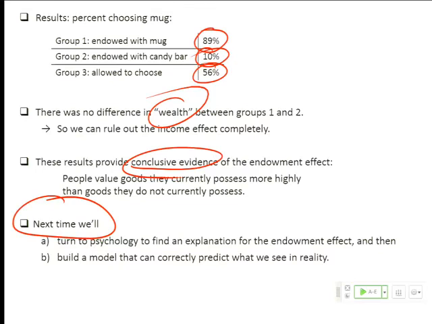So what we're going to do next time is we're going to start with this anomaly, this endowment effect, and we're going to turn to psychology to look for well-established psychological findings that could help us to explain why this might happen. And then we're going to start looking at ways to incorporate those psychological findings mathematically into something that looks a lot like a standard model, so that we can extend the existing standard model into a behavioral model that will explain reality a little bit better.